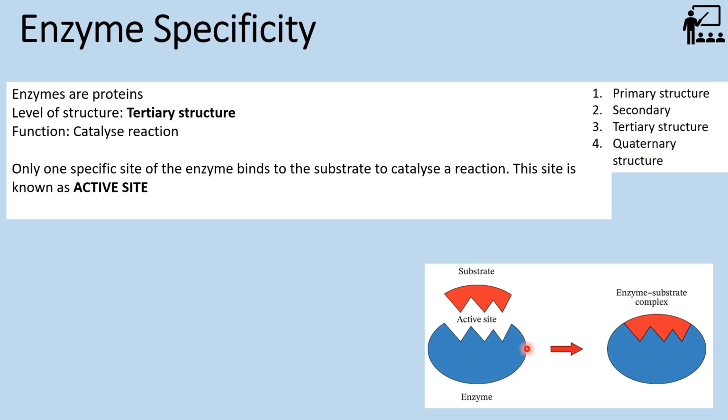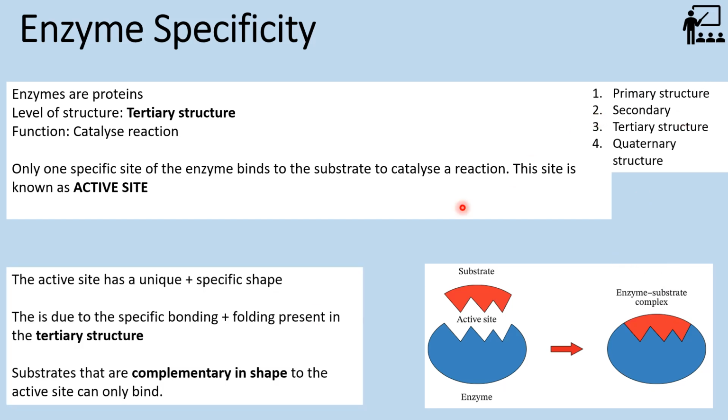Only one part of the enzyme is useful, which takes part in a reaction. This is the active site. This is where the substrate will bind to the active site, forming an enzyme-substrate complex. This is a key word that you need to mention in your answer to get a mark.